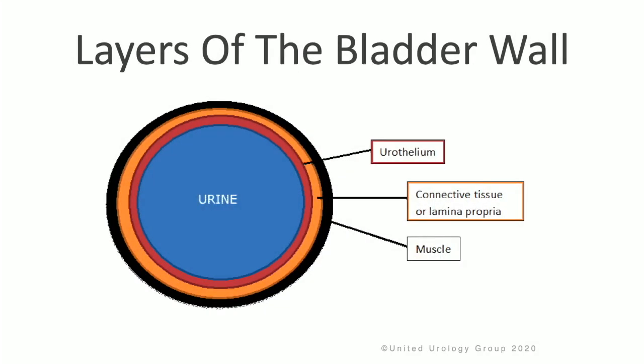The bladder is made up of a few layers: the outside muscular layer, followed by the connective tissue or lamina propria layer, and then the inner layer is the urothelium.